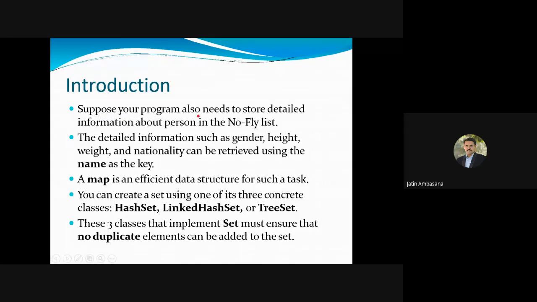Suppose your program also needs to store detailed information about a person on this no-fly list. Then the detailed information such as gender, height, weight, nationality, etc. can be retrieved using the name as the key. Understand? So the name can act as a key, and all the other details can be saved inside an object as a value. A map is an efficient data structure for such a task.